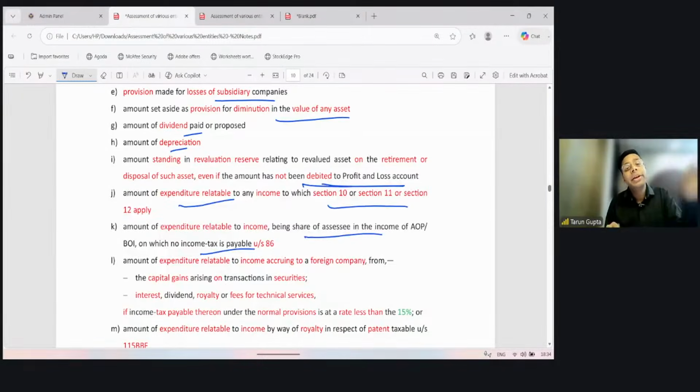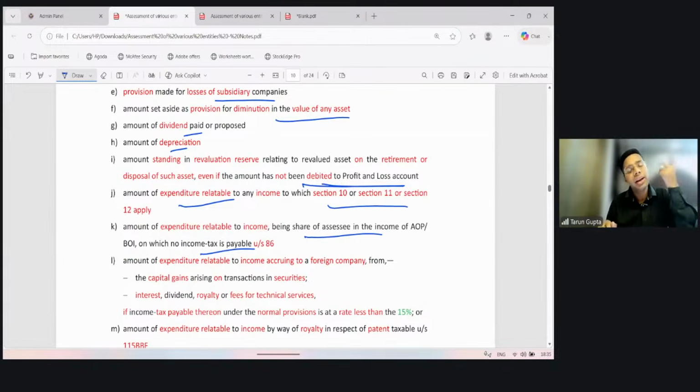And if any expenditure is debited in the P&L account in respect of such income, then such expenditure shall not be allowed as deduction. It has to be added back while computing the book profit. And when we discuss what all items are to be reduced, there you will see that these incomes are reduced. Okay. So net effect, neither the income is included in the book profit, nor the related expenditure.